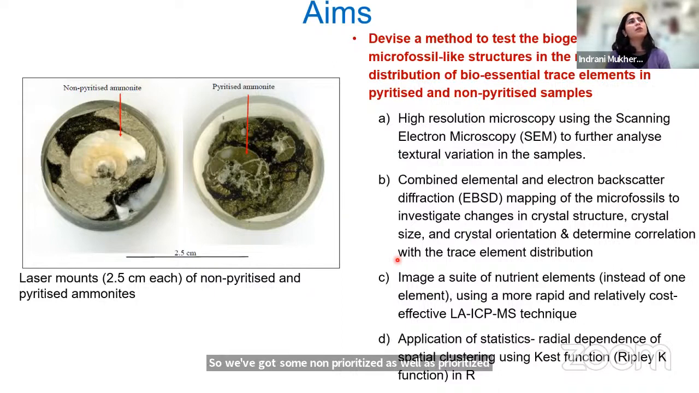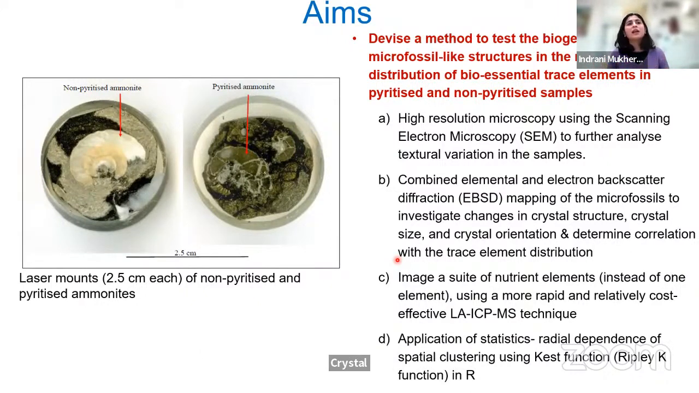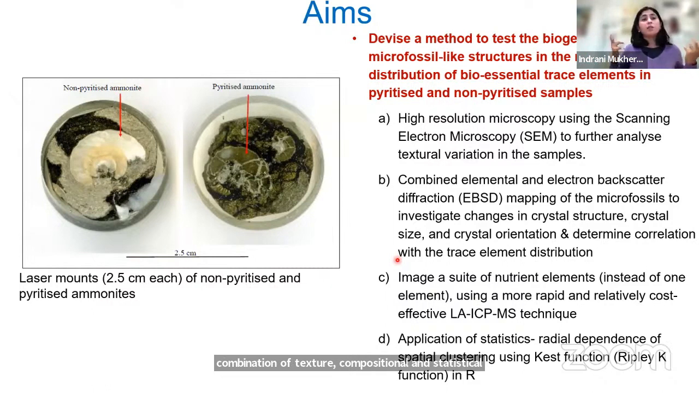And so we wanted to do some high resolution microscopy to see what the textures are like. And if we can distinguish between what could be potentially biogenic and what's not, could we then get some more textural context, crystal structure, crystal orientation? Could we then add compositional context to it and come up with, I don't know, fancy statistical techniques? These days, AI can do pretty much everything. But we used a very basic one, but this work is ongoing, so any advice would be really welcome. So we use clustering as well. So a combination of textural, compositional, and statistical analysis to see if we can come up with a tool for biogenicity.